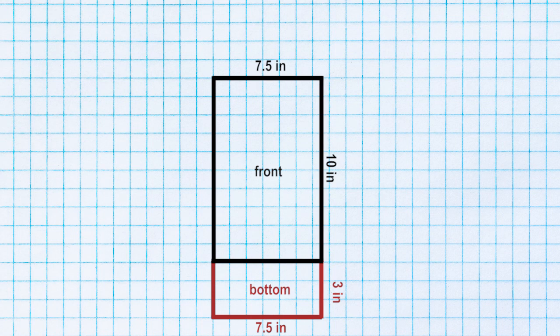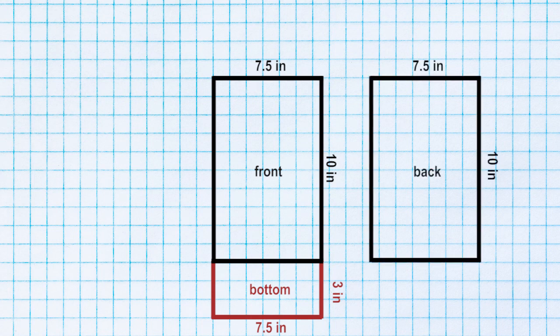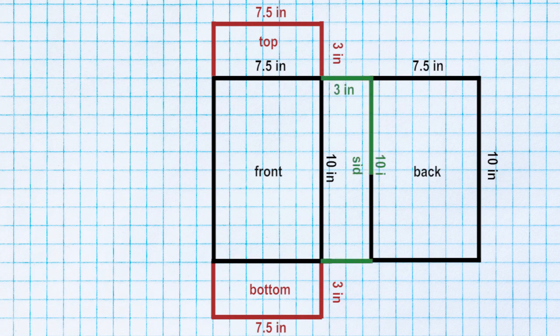The next face is the back of the box, which is the same dimensions as the front. Then the top of the box has the same dimensions as the bottom. The last two faces to draw are the sides of the box. The dimensions are 10 inches in height by 3 inches in width. This is shown by starting along the side of the front face and going out 3 squares and down 10 squares to create a rectangle. Do this again on the other side.